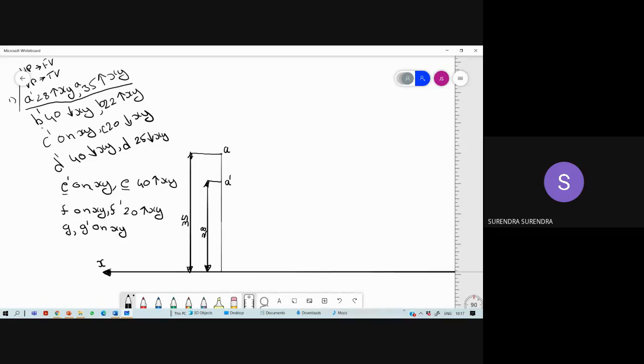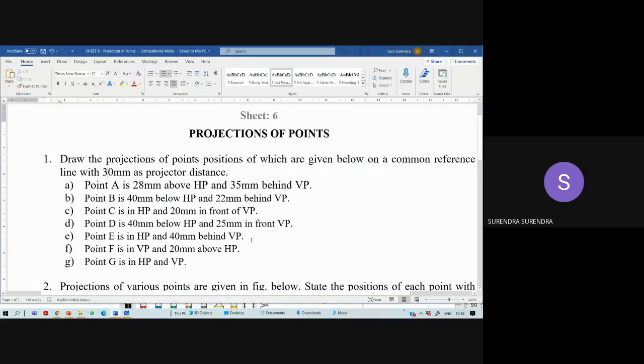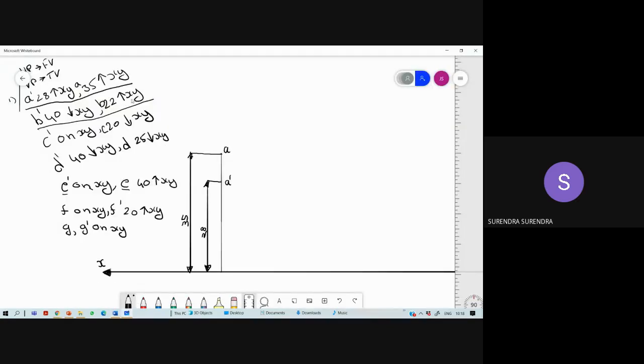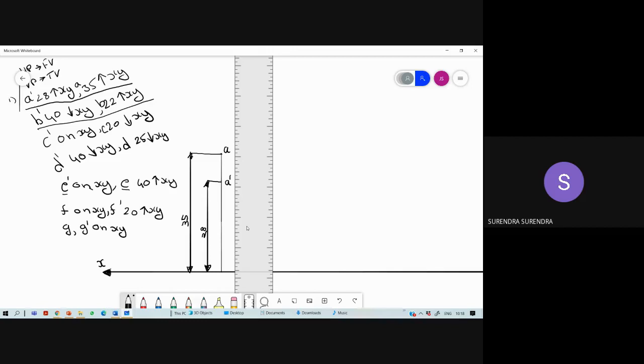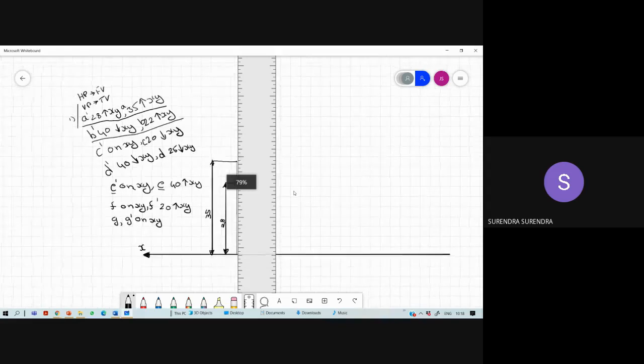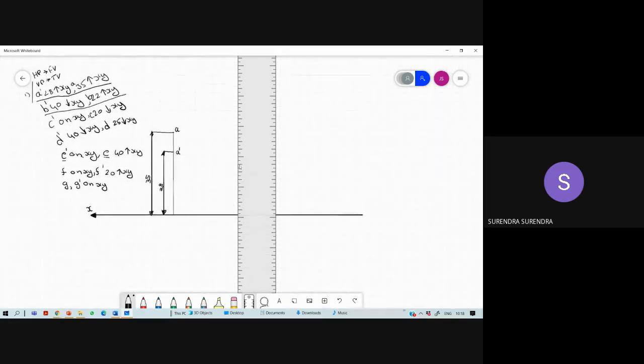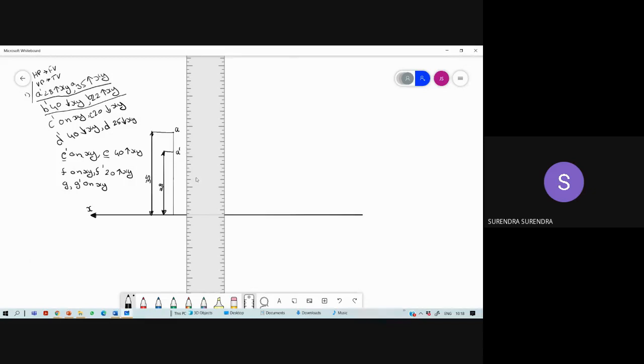The condition is B dash 40 mm above the XY line and B 22 mm behind VP. So one is below the XY line and the other one is above the XY line: 22 above and 40 below. Take a scale by maintaining a minimum 20 mm, 30 mm gap. I'm drawing here. B dash is 40 mm below and B is 22 mm above.